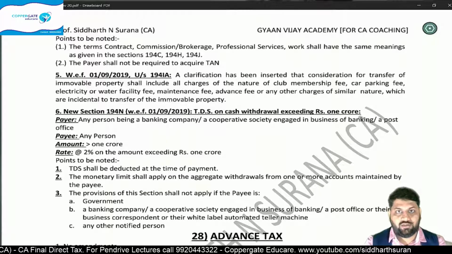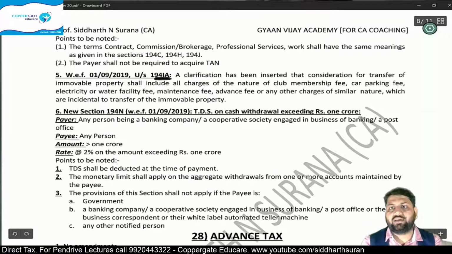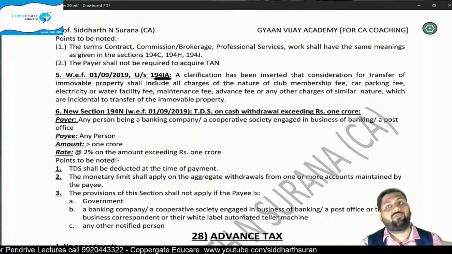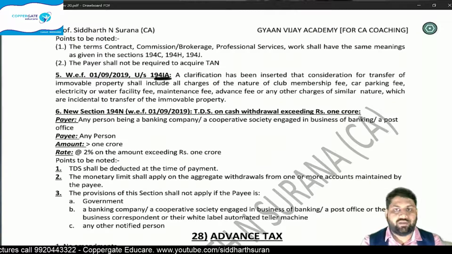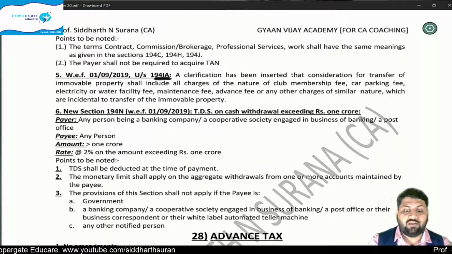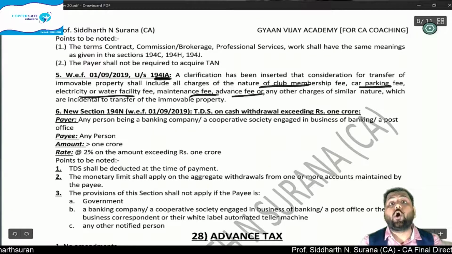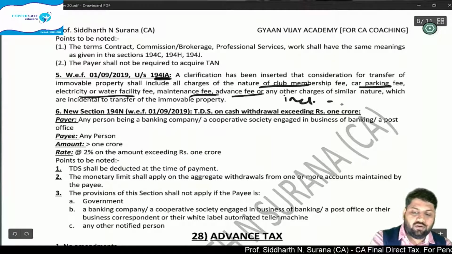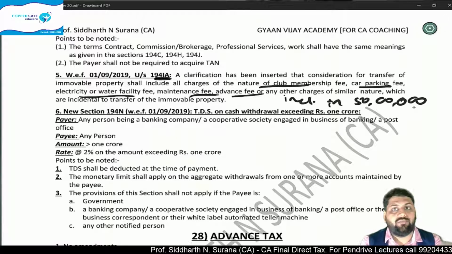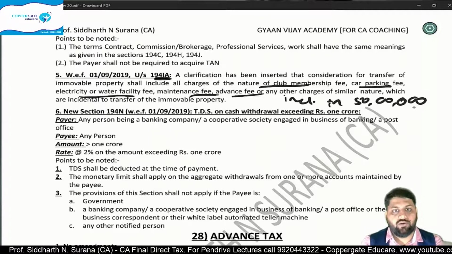Next section: Section 194IA. What is this section? TDS on sale of immovable property of 50 lakh rupees or more. If the value of immovable property is 50 lakh rupees or more, then 1% TDS will be deducted. Now, it has been clarified that the value of immovable property includes extra payments that sometimes we have to make when we purchase property, like club membership, parking fees, water fees, maintenance fees, any advance fee. All of that is going to be included when applying the monetary limit of 50 lakh rupees.